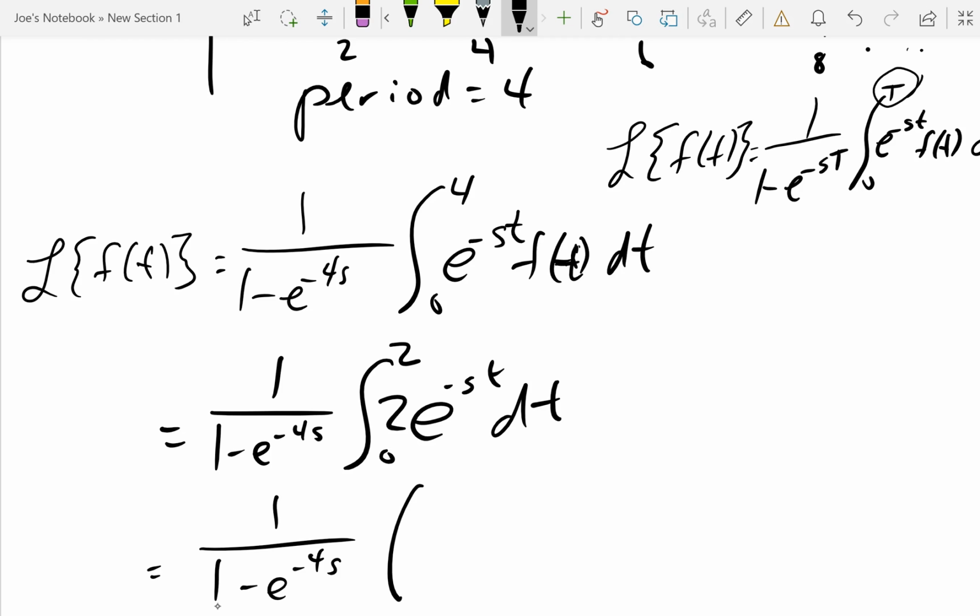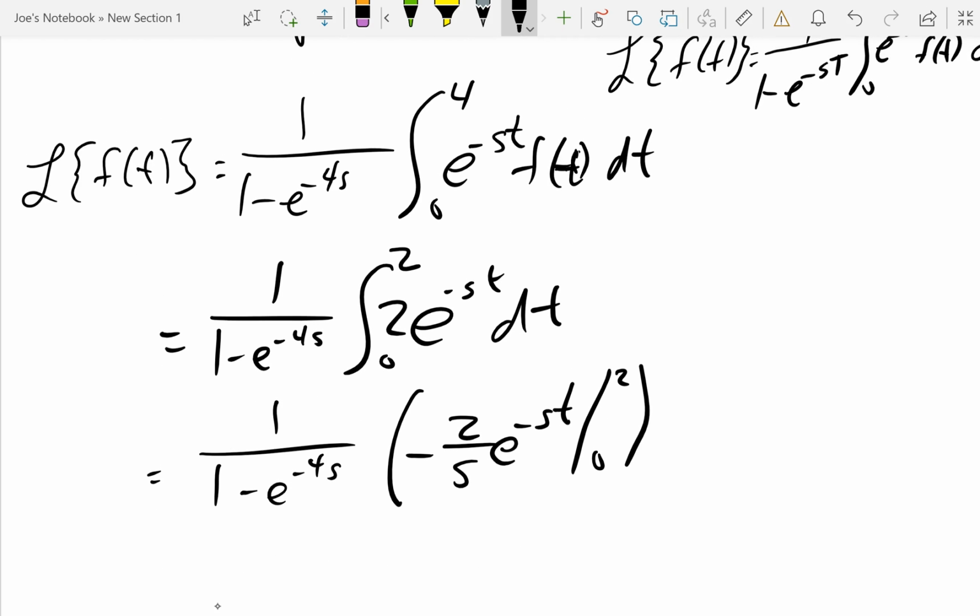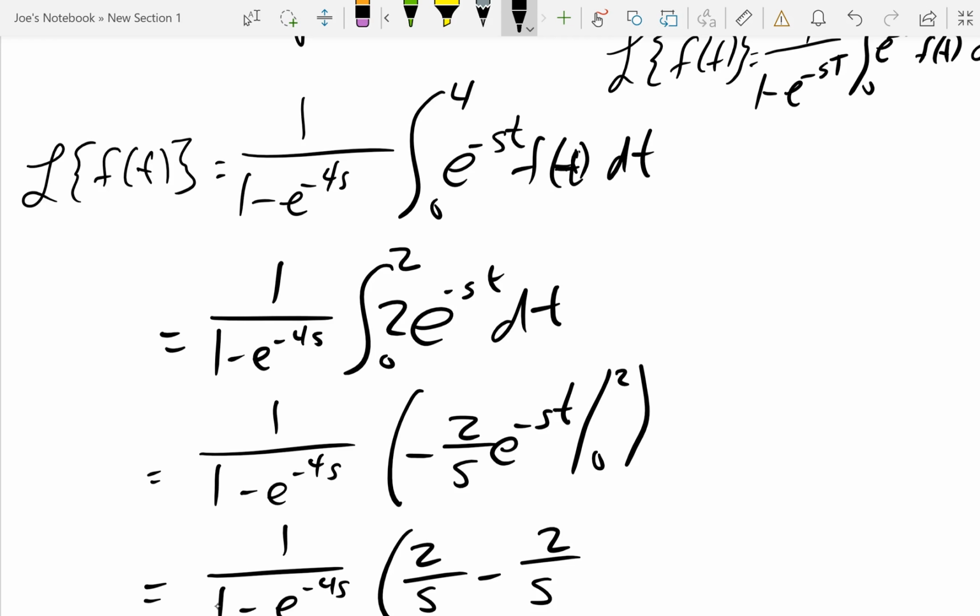This is going to be, remember we're integrating with respect to t, so this will be negative 2 over s e to the minus st, evaluated from 0 to 2. And again, we're plugging these numbers in for t. So we would get 1 over 1 minus e to the negative 4s times 2 over s minus 2 over s e to the negative 2s. So that would give us our Laplace transform for that function. We could simplify it a little bit, but at this point I just want the Laplace transform, so I don't need to worry about simplifying it for our purposes.